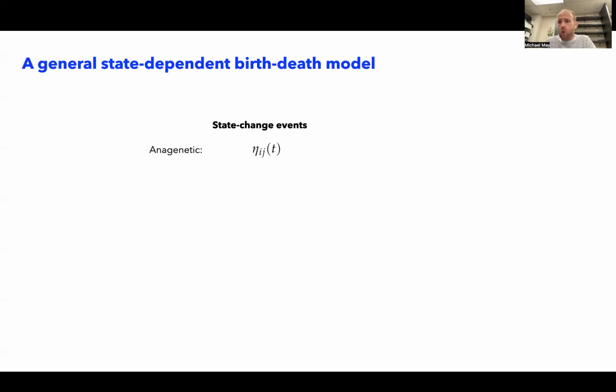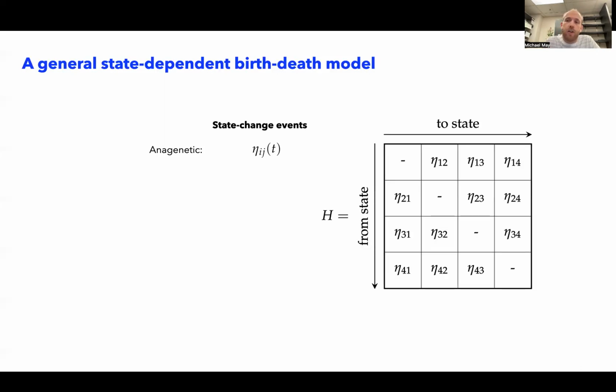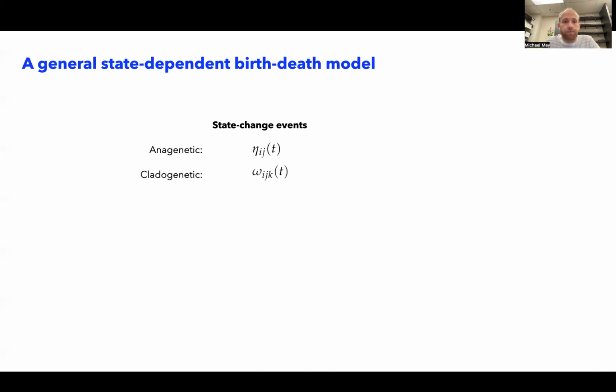The character state also evolves on the lineages. So there are anagenetic changes, which are changes in state that are not associated with speciation events. Those happen with rate eta ij. We can represent this as a matrix that's just like a Q matrix in a continuous time Markov chain. It's 2-dimensional, where the dimensions are the starting state and the destination state.